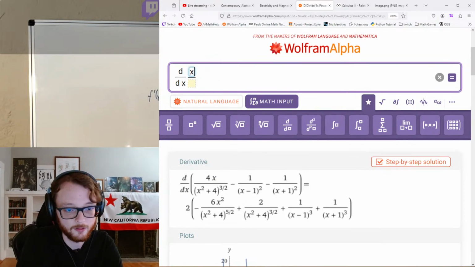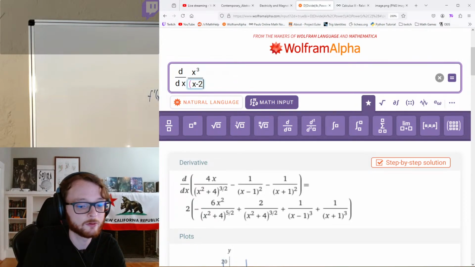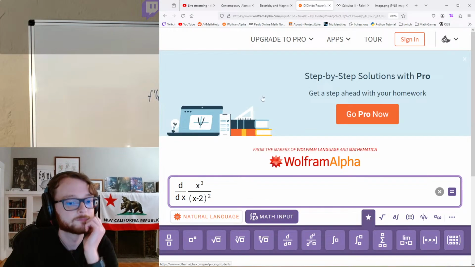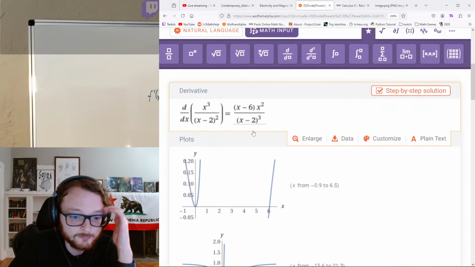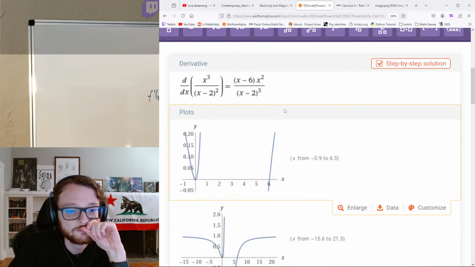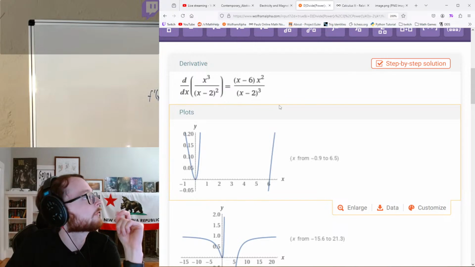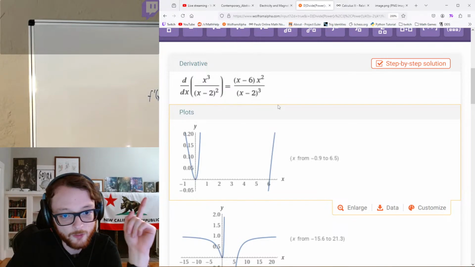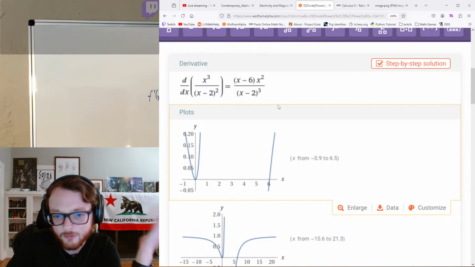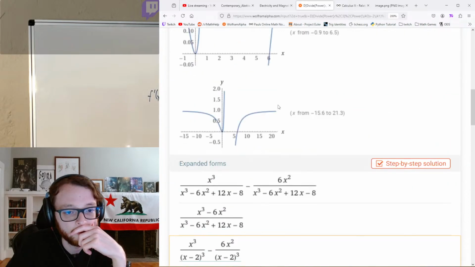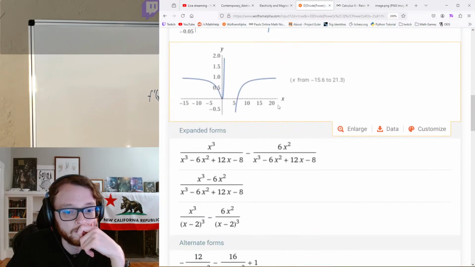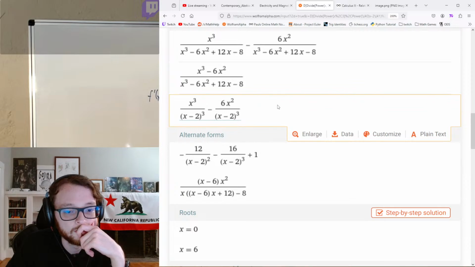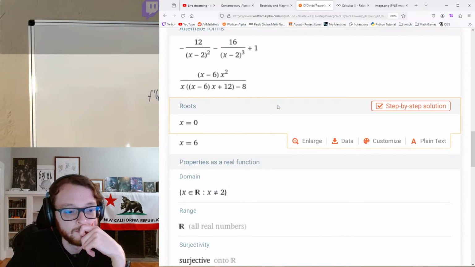But I want to figure out what the error is in my work. X minus 6 times x squared. The numerator is the same, denominator is the same. Then what's wrong with my technique? I don't get it. Tip to invent some new math.